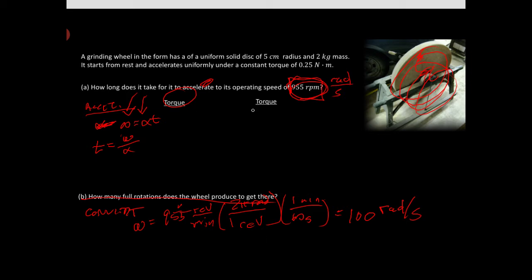How about the torque? Well, the torque is tau equals I alpha. That's how we're going to figure that out, from the rotational analog to Newton's law. We know what the torque is. We need to find the moment of inertia. All right, and how do we do that? Well, I is equal to 1/2 m r squared.